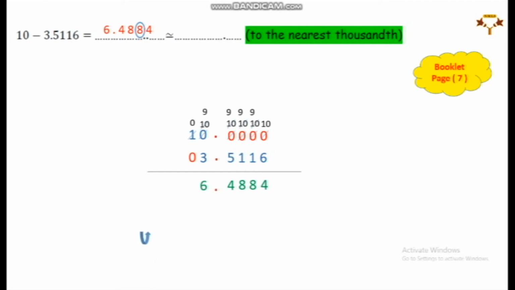Excellent. Now let's look after the 8. We will look to the 4. Ask the 4, weak or strong? Weak will never give anything. Okay, so the answer will be 6.488. Go. Next, booklet page 8.